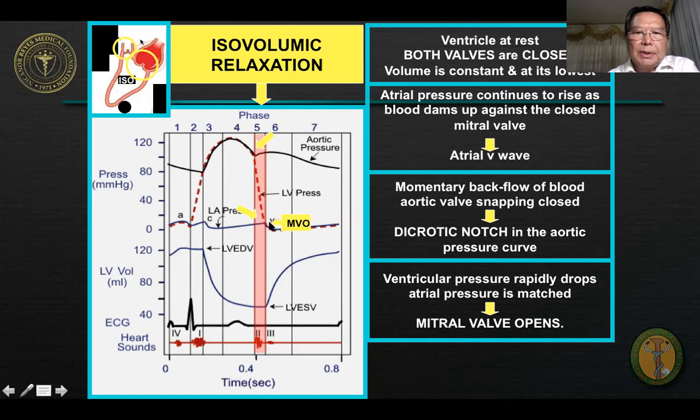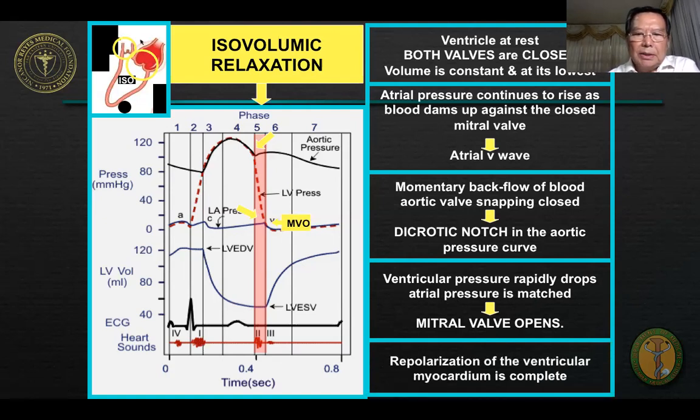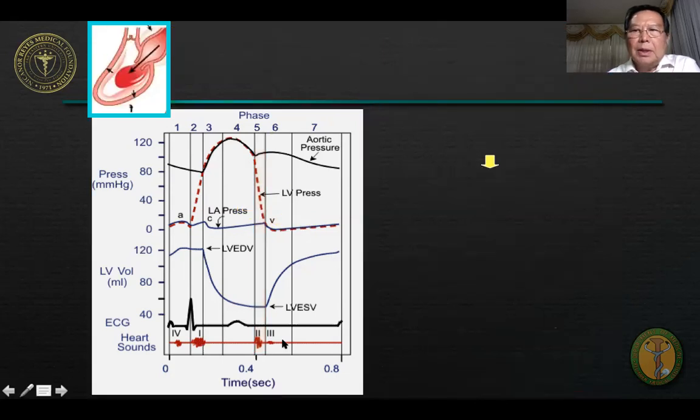And at this particular portion of the cardiac cycle, the mitral valve opens, right? And somehow, at this particular part of the isovolumic relaxation, you would note that repolarization of the ventricle is somehow complete.